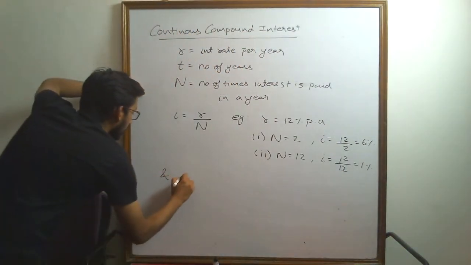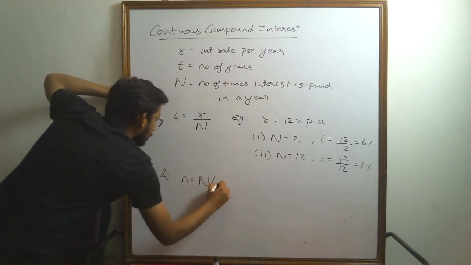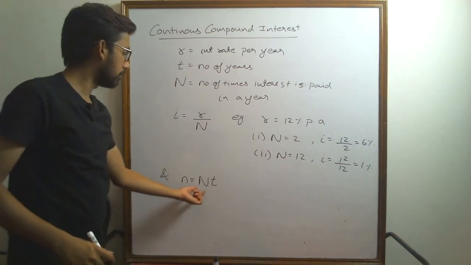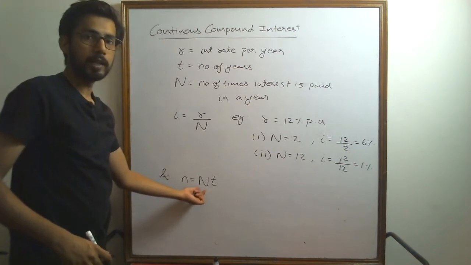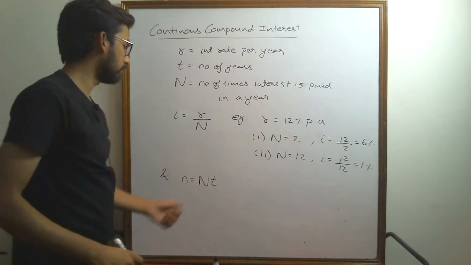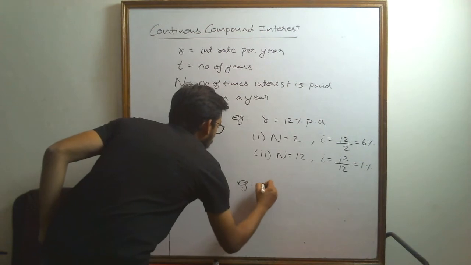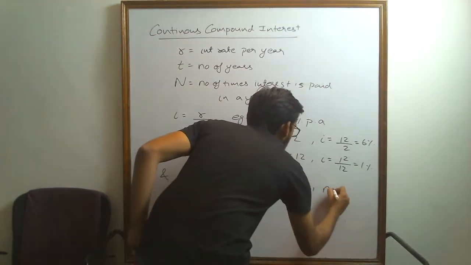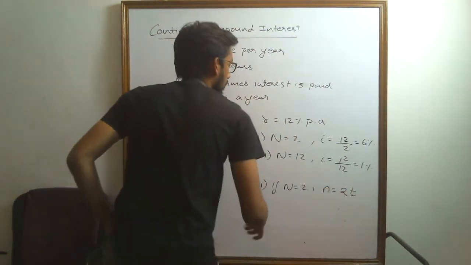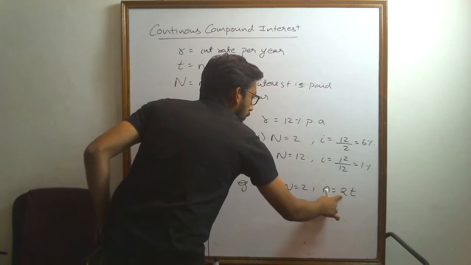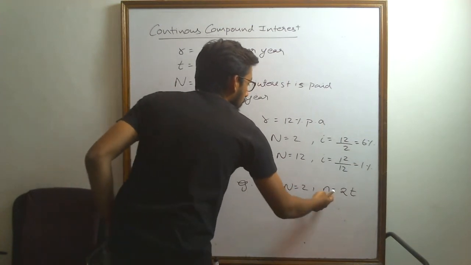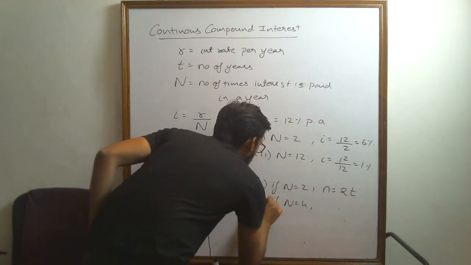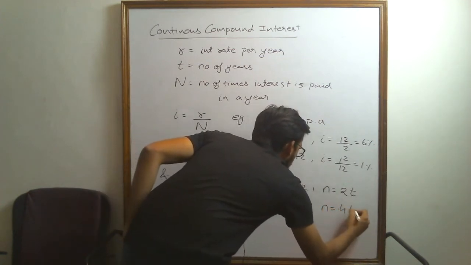Also, small n will be equal to capital N into T. That means the number of compounding periods will be equal to the number of times interest is paid per year into the number of years. For example, if capital N is equal to 2, then small n is equal to 2t. So in a year the number of compounding periods will be 2. In 2 years the number of compounding periods will be 4, and so on. If capital N is equal to 4, then small n will be equal to 4t.